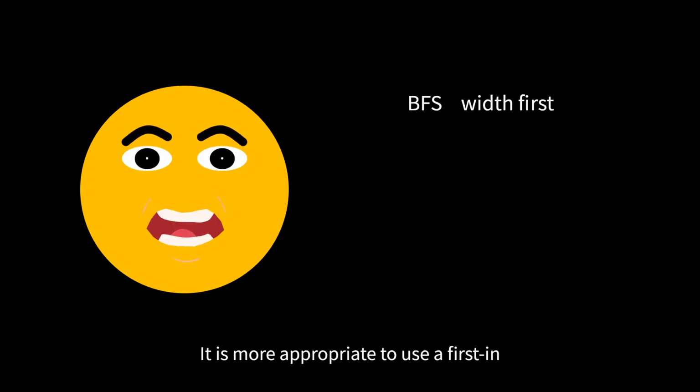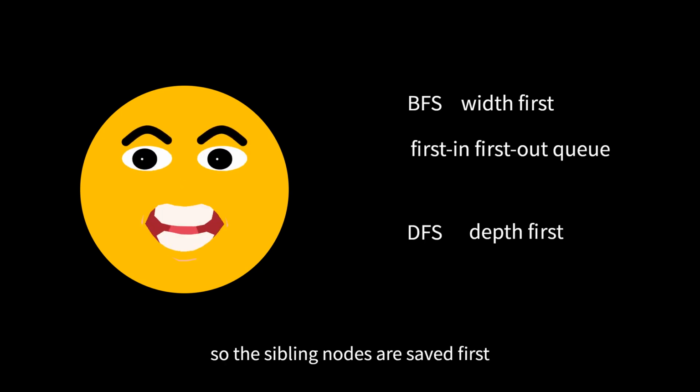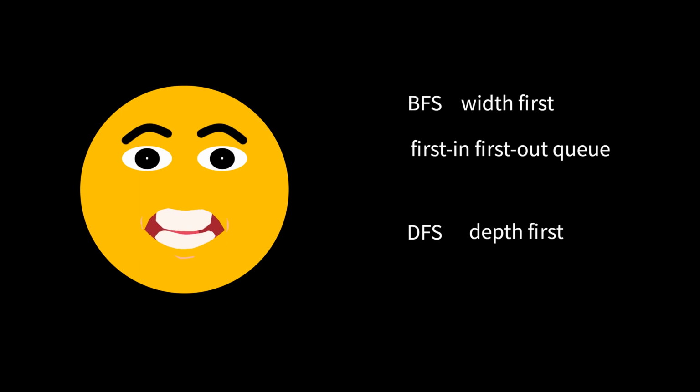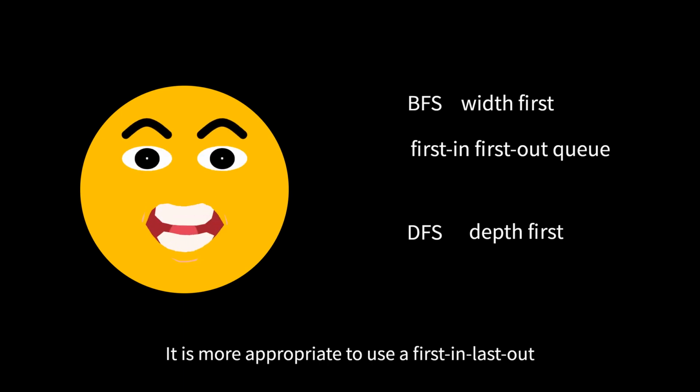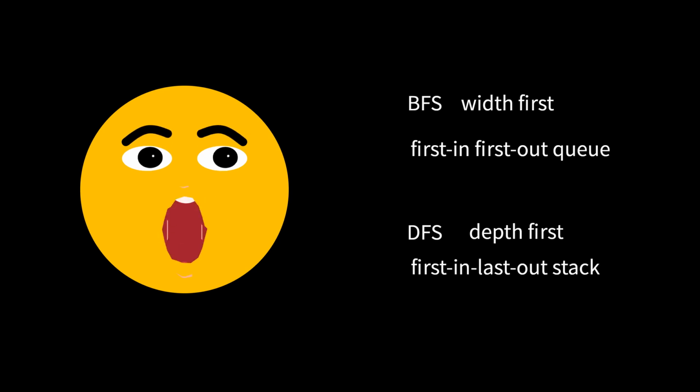In summary, BFS emphasizes breadth first, so each child node or neighboring node needs to be saved at the back of the sibling nodes. It is more appropriate to use a first in, first out queue. DFS needs depth first, so the sibling nodes are saved first, but they need to be retrieved later. It is more appropriate to use a first in, last out stack.